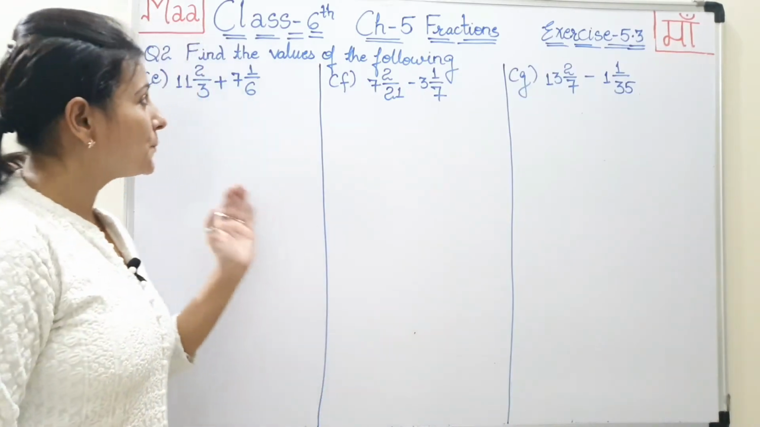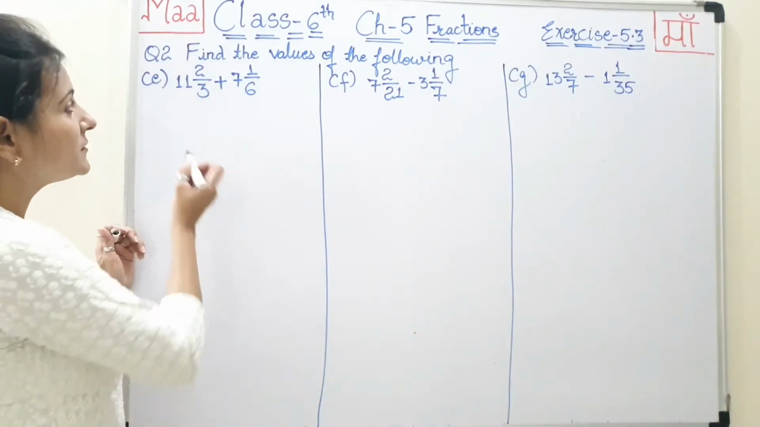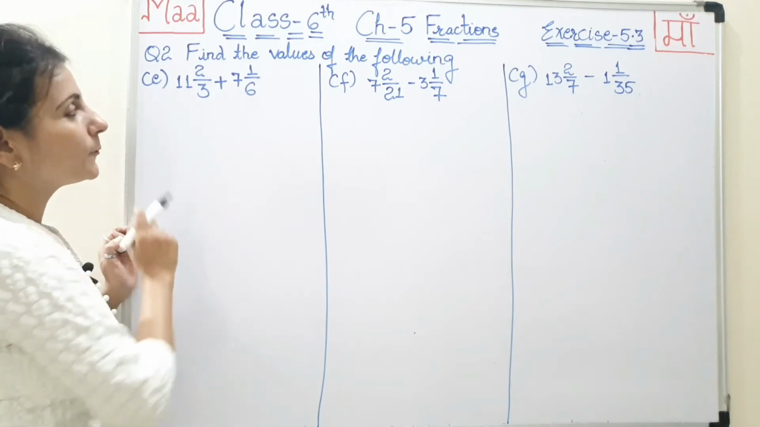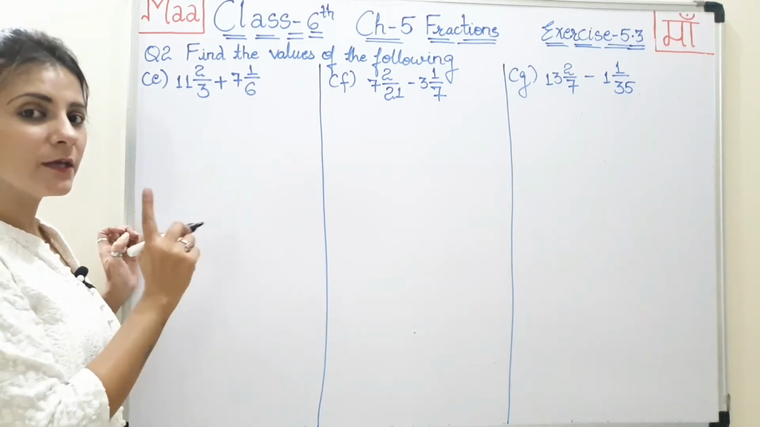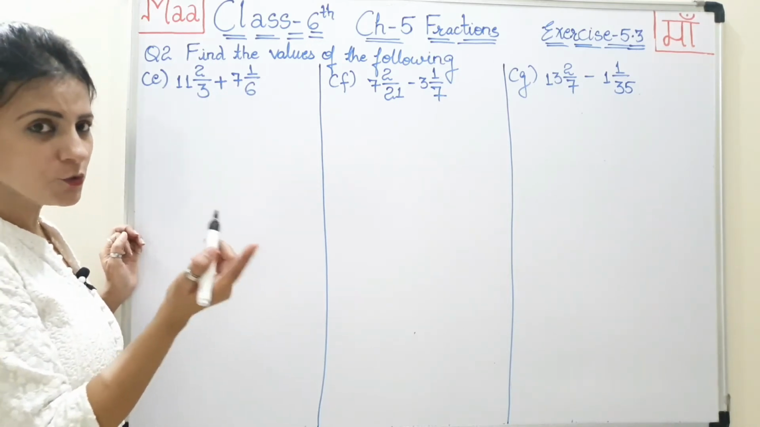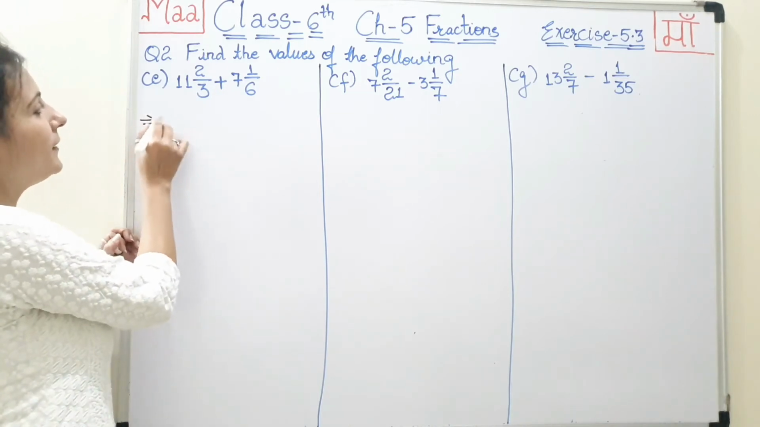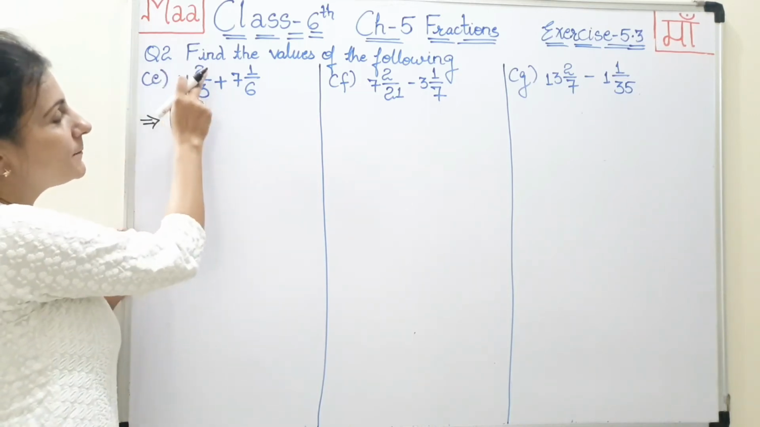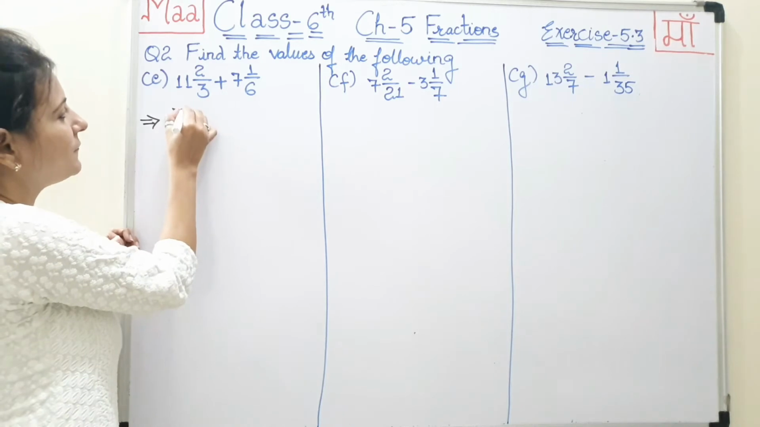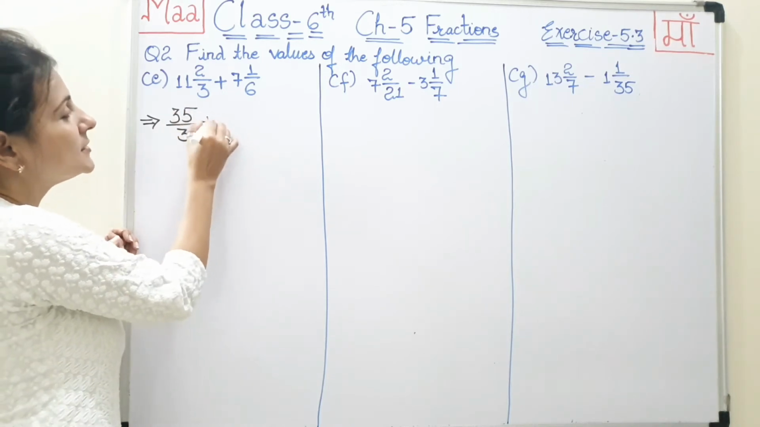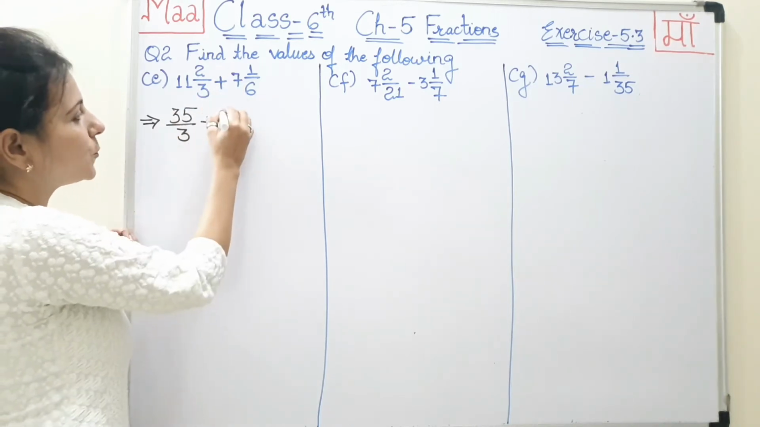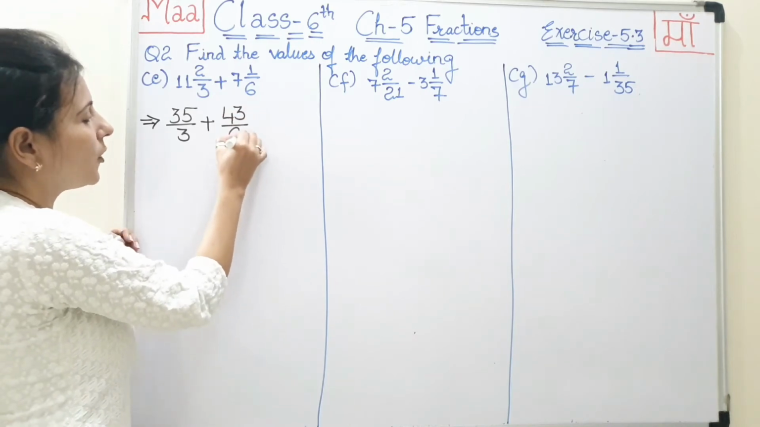Let us now move on to part E. It is 11 and 2 upon 3 plus 7 and 1 upon 6. Again the question is given in mixed fractions, so we will convert them into improper fractions. So multiply: 3 11s are 33 plus 2 is equal to 35 upon 3, plus 6 7s are 42 plus 1 is equal to 43 upon 6.